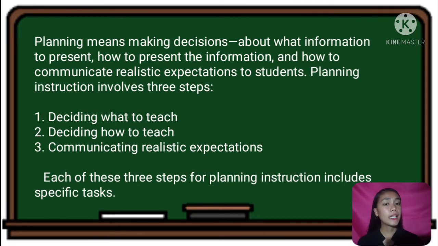Planning means making decisions about what information to present, how to present the information, and how to communicate realistic expectations to students. Planning instruction involves three steps. First is deciding what to teach, second, deciding how to teach, and third is communicating realistic expectations. Each of these three steps for planning instruction includes specific tasks.